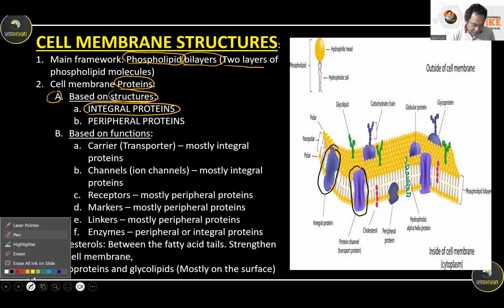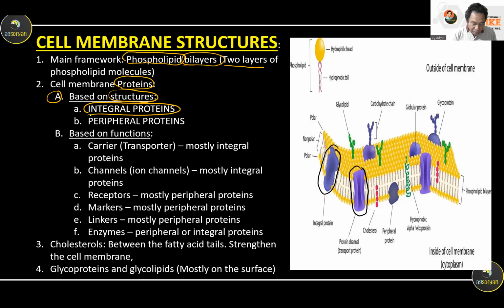The second one is called the peripheral protein. Peripheral means only in one side of the cell membrane. Example is this one, maybe only on the inside or maybe only on the surface of the cell membrane. So these are the peripheral proteins.